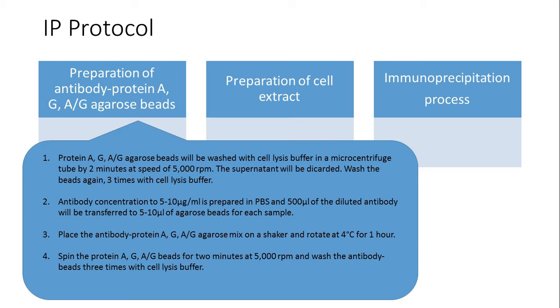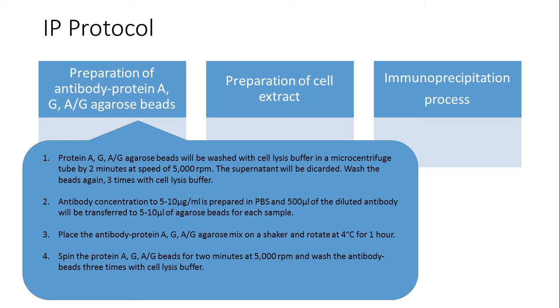Please note that the protein AG is actually a protein antigen that helps the antibody to mark and target the protein of interest. So firstly, the protein antigen agarose beads will be washed with cell lysis buffer, and then it will go into the microcentrifuge and spun for 2 minutes, and then the supernatant will be discarded, and the beads will be washed again 3 times with the same cell lysis buffer.